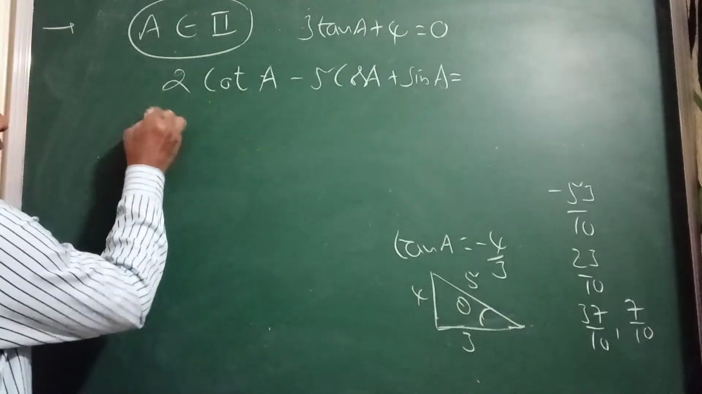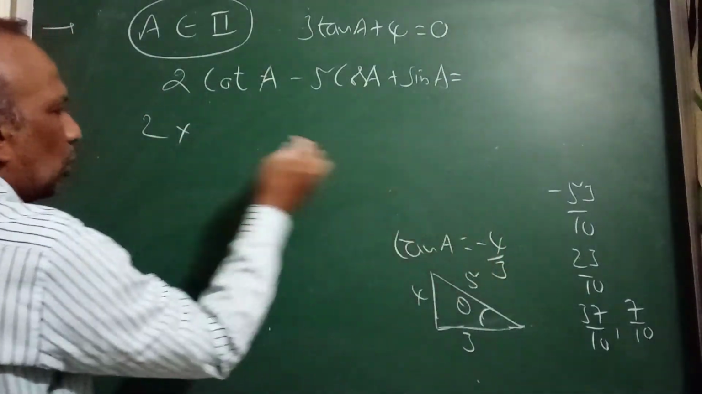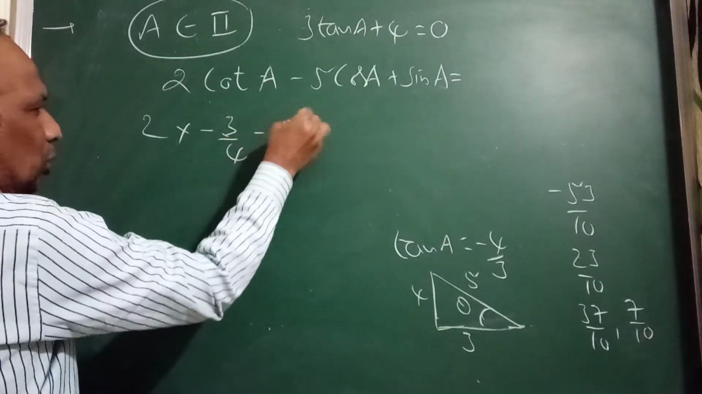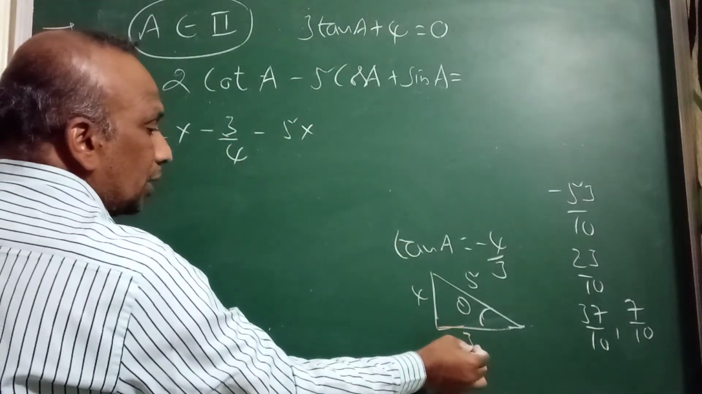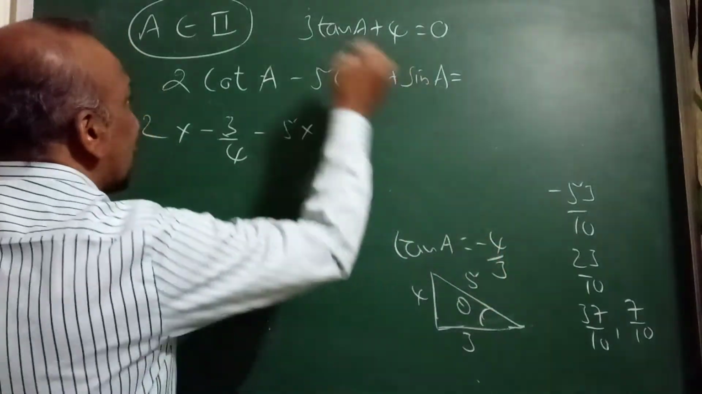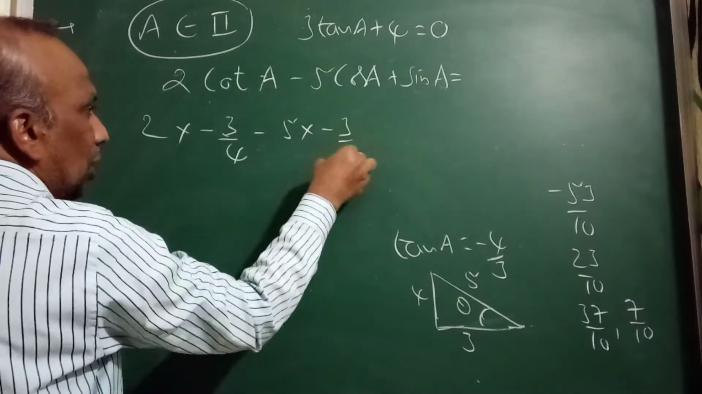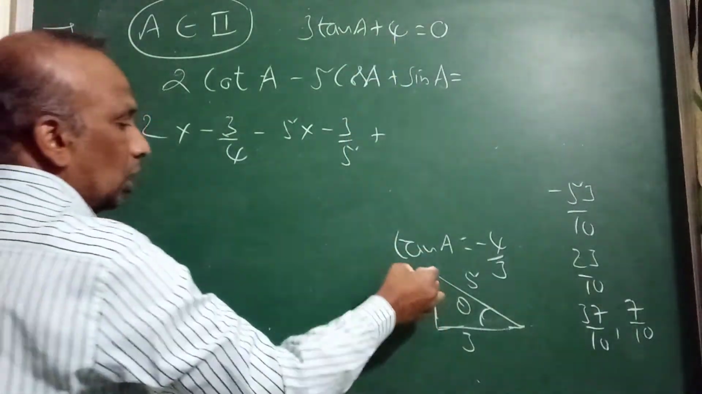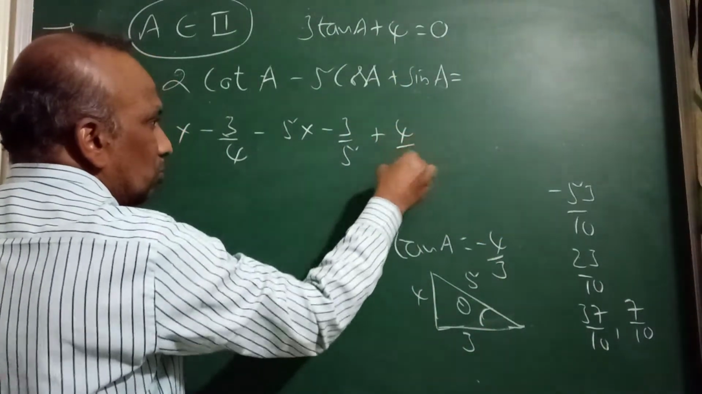I can write 2 into cot A. Reciprocal of this, you will get minus 3 by 4. Then 5 into cos A. What is cos A? Here you get 3 by 5, but in the second quadrant, minus 3 by 5. Plus sin A. In the second quadrant, sign is positive, so you will get 4 by 5.